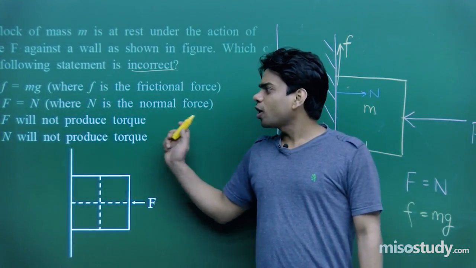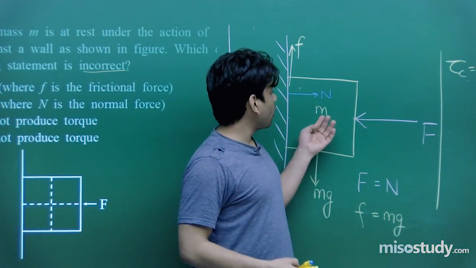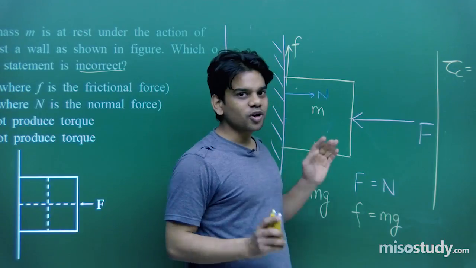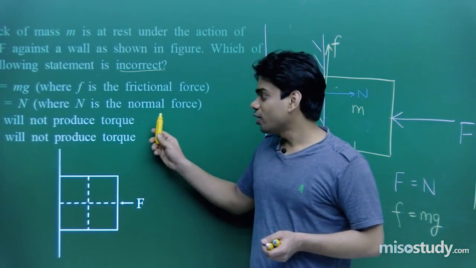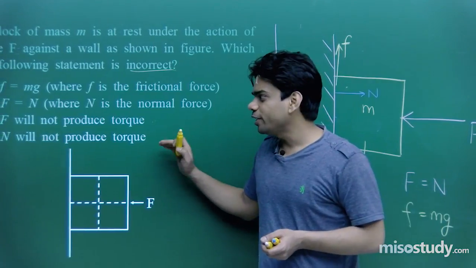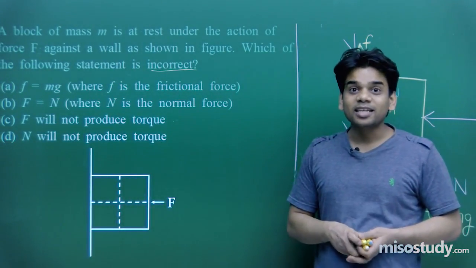C, F will not produce torque. Capital F is acting along the center of mass, so it's not going to produce any torque. So this is also true. So need not mark this as the right option. Option number D, you check. Capital N will not produce torque. That is the normal reaction.